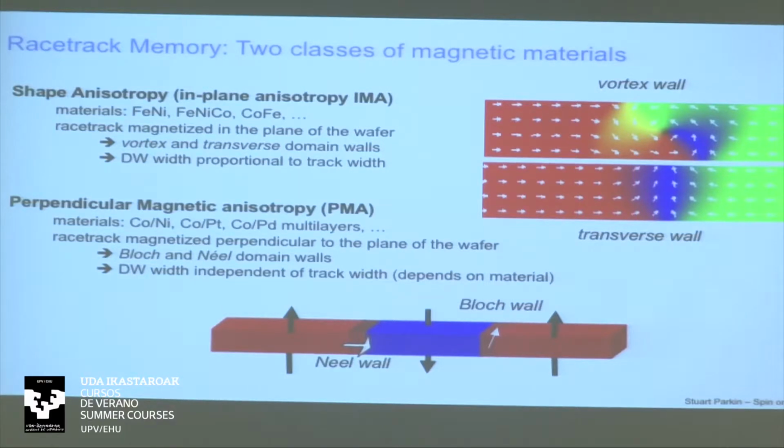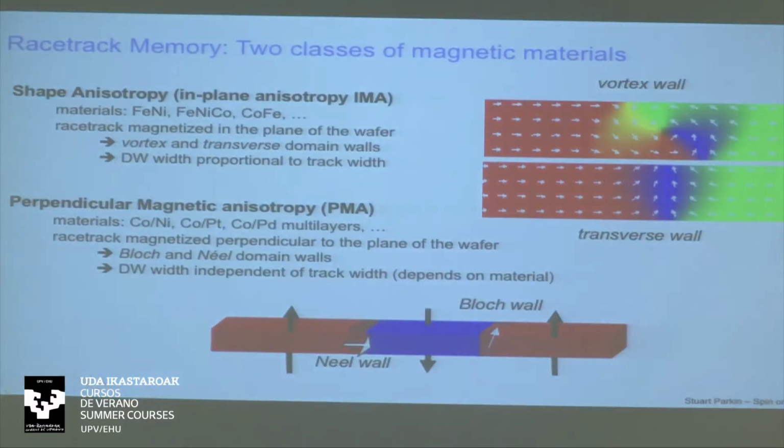You can see some perpendicularly magnetized materials. In these materials, where the magnetization is pointing perpendicular to the racetrack, the magnetization rotates from an up domain to a down domain, and it can do it in two different ways. Typically in a Bloch wall, the magnetization rotates in the plane defined by the wall, from an up direction to a down direction, and in this case you get some perpendicular moments to the wall. In the other case, in a Néel wall, which is more important here, the magnetization rotates from an up direction to a down direction in the plane which is perpendicular to the wall itself.